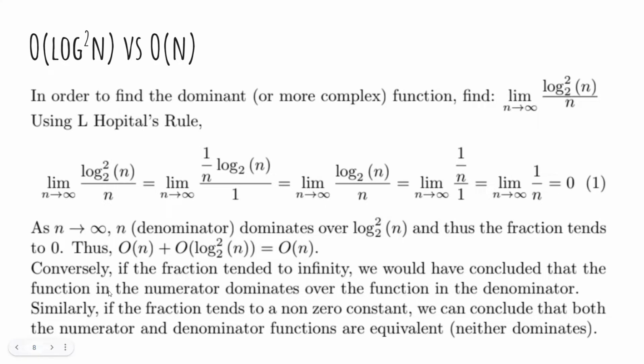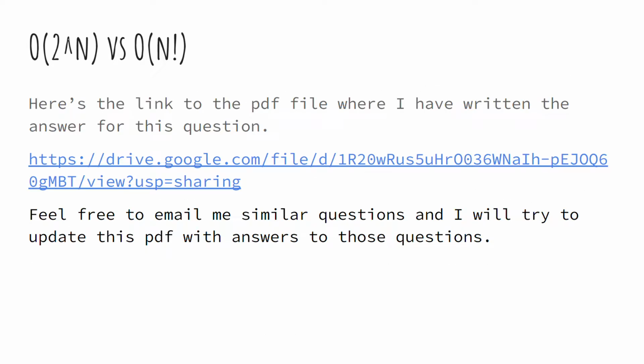Conversely, if the fraction tended to infinity as n tends to infinity, then we would have concluded that the function in the numerator dominates over the function in the denominator. And similarly, if the fraction tends to a non-zero constant, then we can conclude that both the numerator and the denominator functions are equivalent to each other, almost the same as each other.